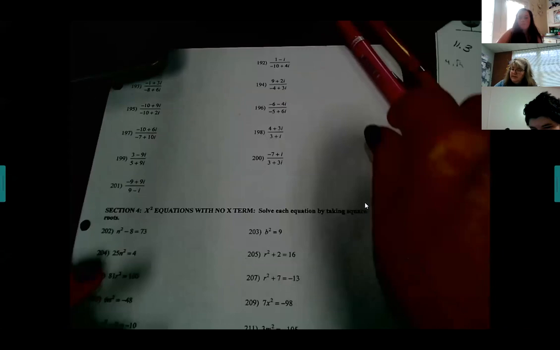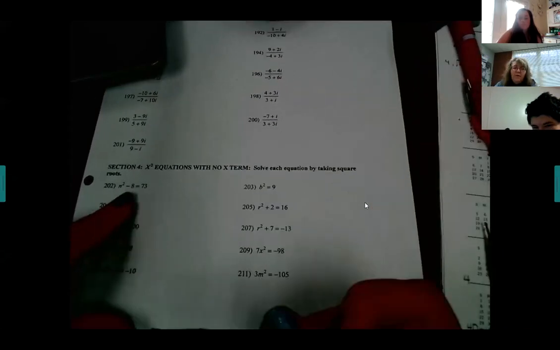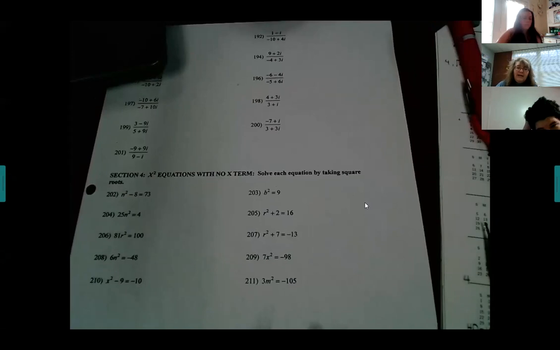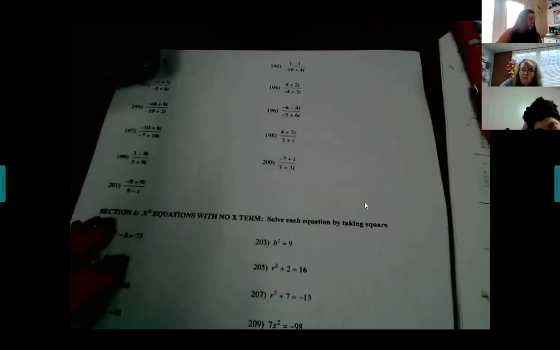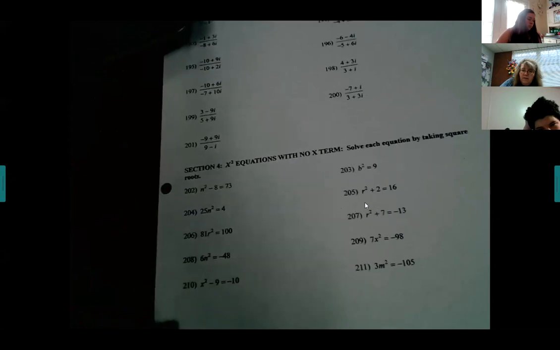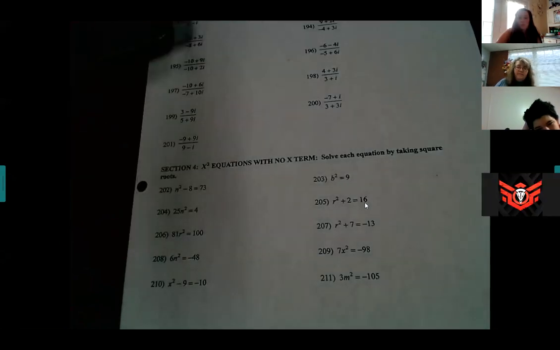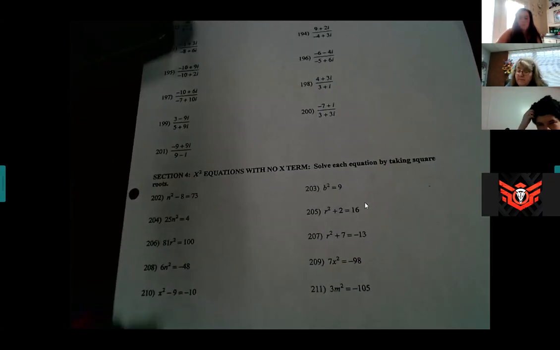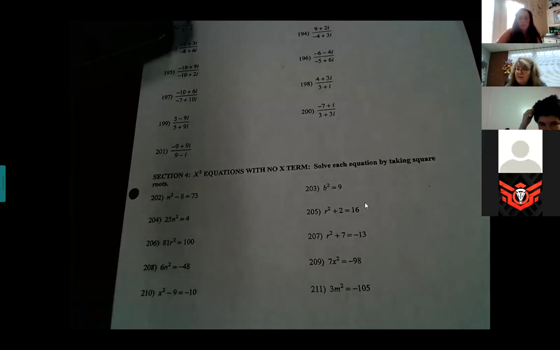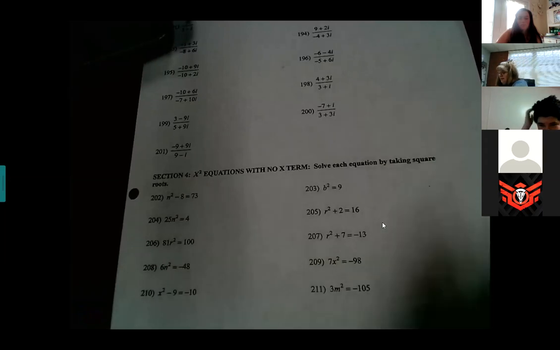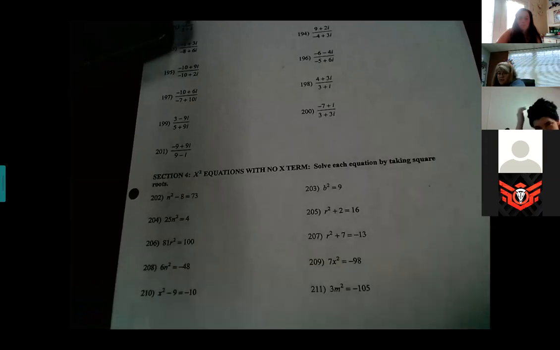Okay, so today, y'all, we're going to do section 4, x squared equations with no x term. Can everybody see that? Yeah. For these, don't you just move them and then take square roots, or divide them and then take a square root? You do, but we're going to also do another type. But Chloe's right. Okay, so let's start with a little bit of review.